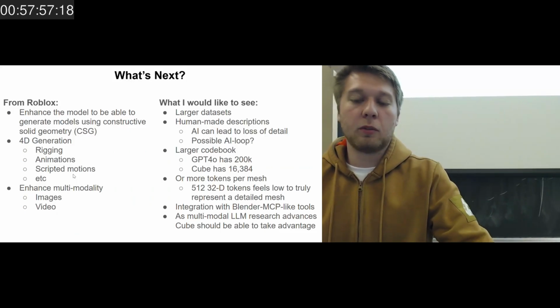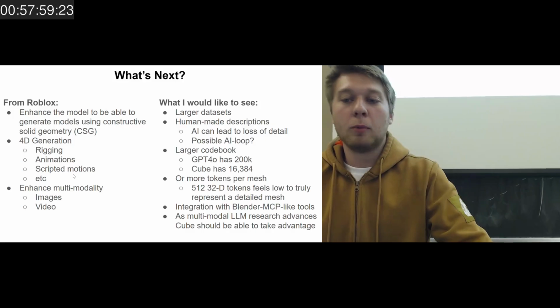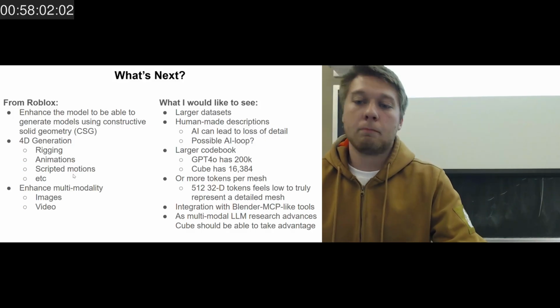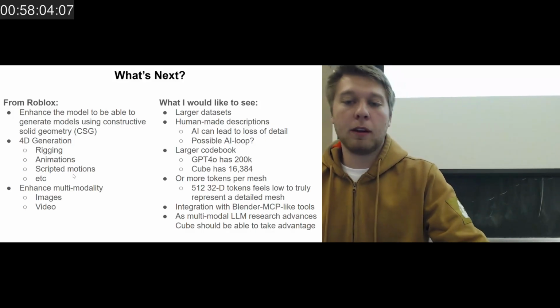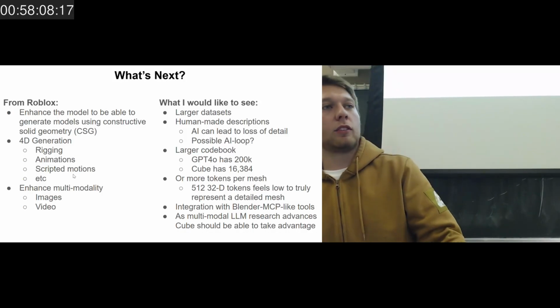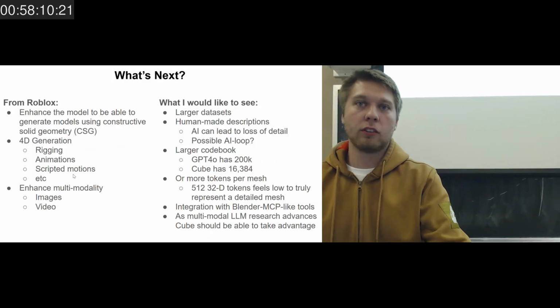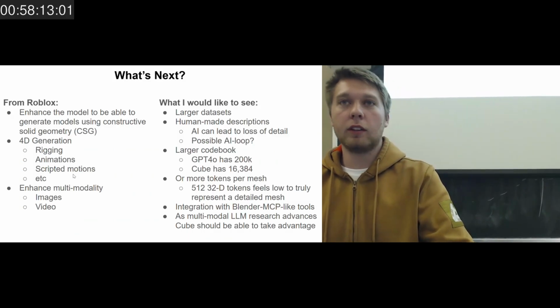Larger codebook, GPT-4o, like I said, has 200K tokens. Cube only has 16,384. I feel like that's not enough to represent space. More tokens per mesh. This is why every single mesh looks low poly and turns out low poly, because you're only using 512 of these tokens.